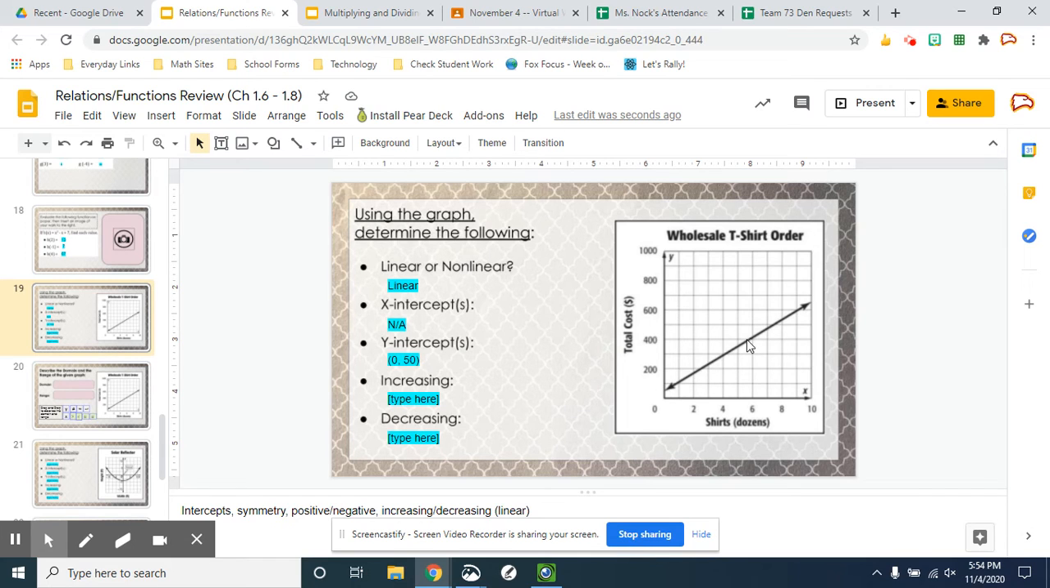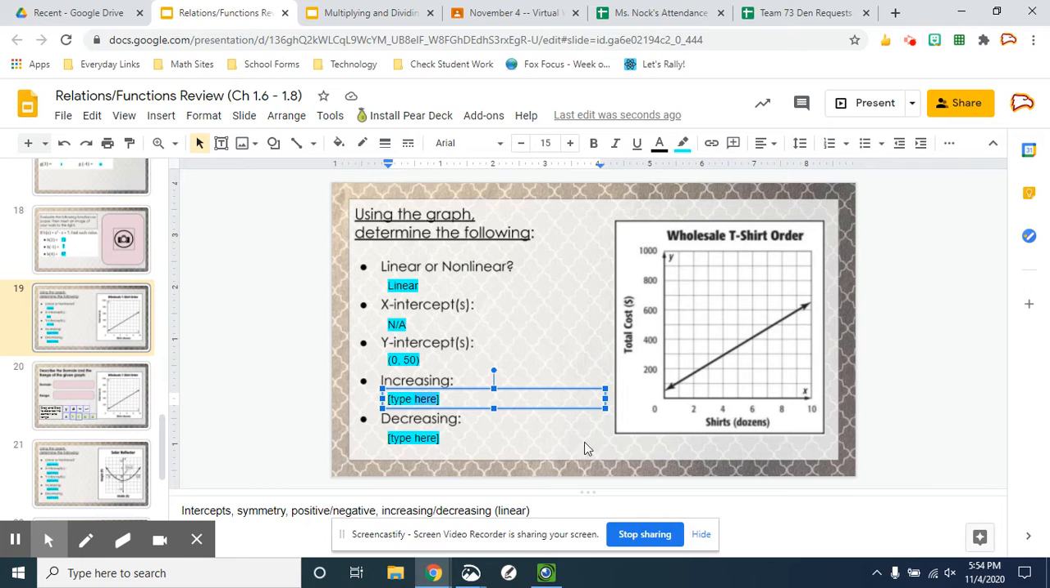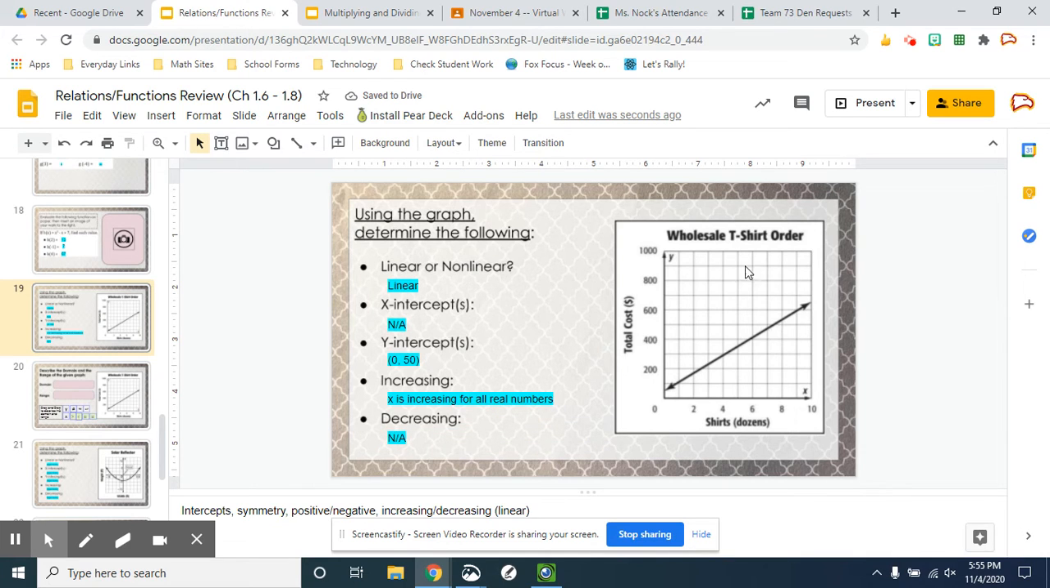All right, let's look at where the graph is increasing. It is increasing for all values of x. So that's increasing at all points in time. So x is increasing for all real numbers. And at no point is it decreasing. So we're going to type NA, and that just means not applicable. It does not apply to this problem.